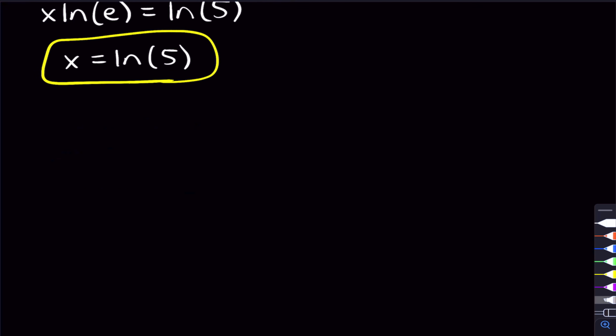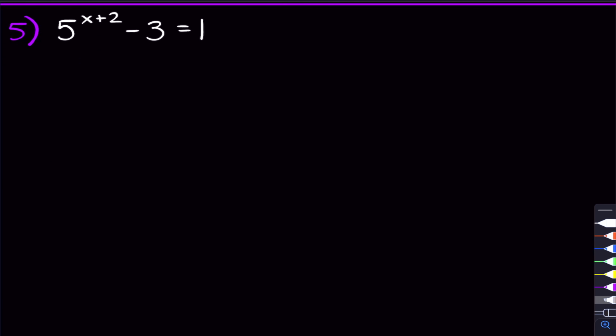And all right, now let's move on to problem 5. Problem 5 gives us that 5 to the x plus 2 minus 3 is equal to 1.